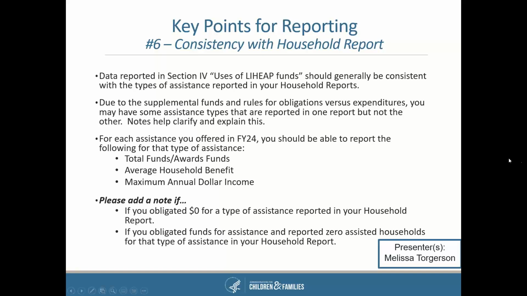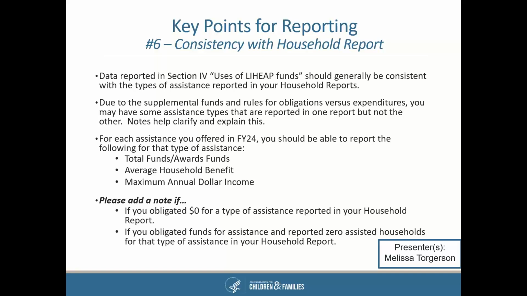So what we expect you to be able to report, as we've said multiple times, are the total awards or funds, the average household benefit, and maximum dollar amount in income for the funds that you were awarded. But remember, this tells a LIHEAP story, all of your reports together. And so if there are funds that you obligated, but say you didn't actually expend, and so we're not going to see anything in your household report, we want you to add a note.